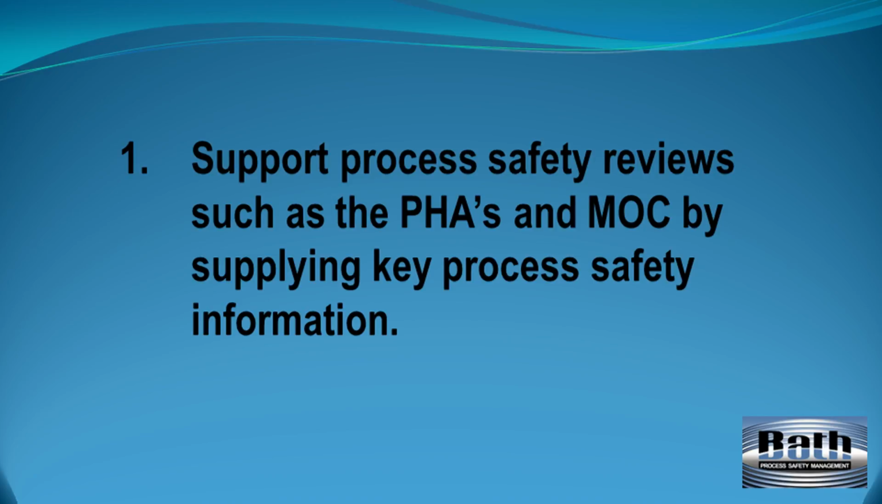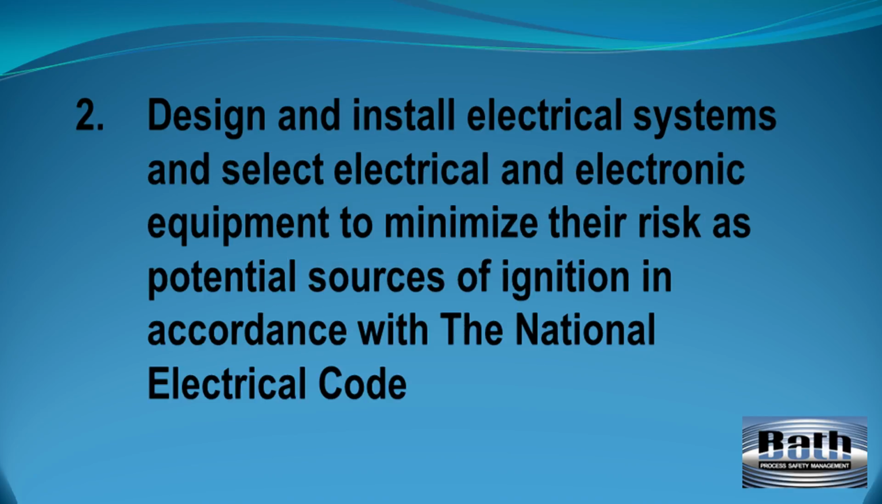The resulting hazardous area classification documentation is used to: 1. Support process safety reviews, such as the PHAs and MOC, by supplying key process safety information. 2. Design and install electrical systems and select electrical and electronic equipment to minimize their risk as potential sources of ignition in accordance with NFPA 70, the National Electrical Code.